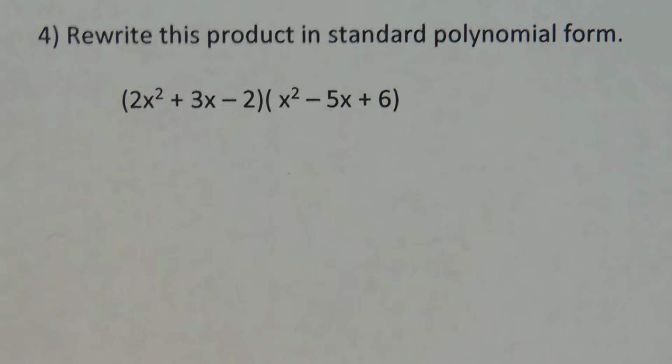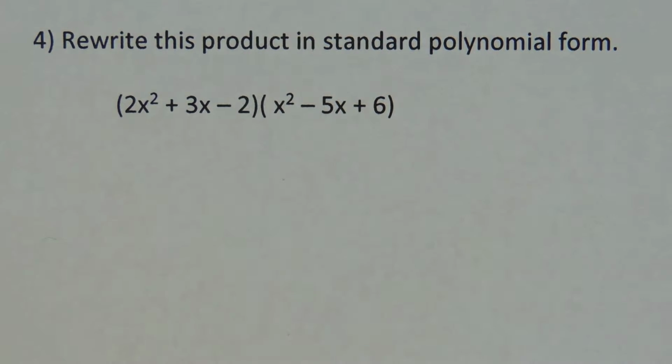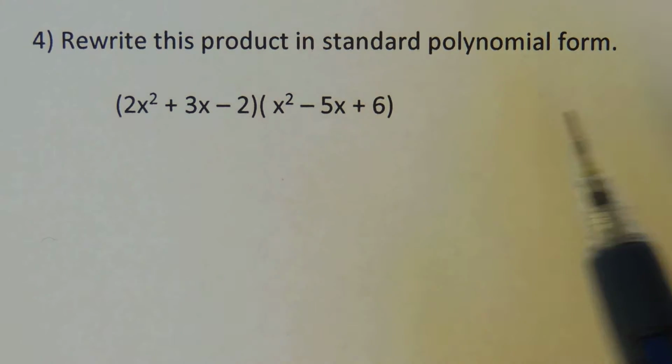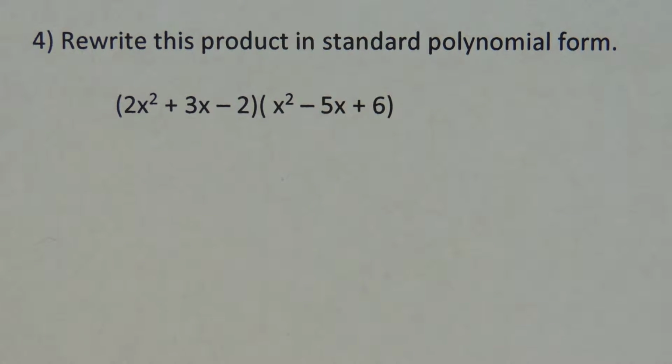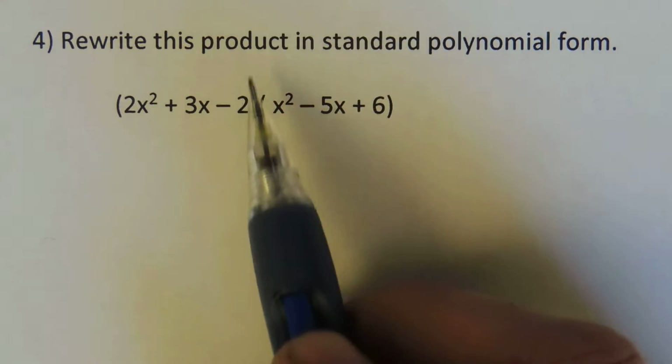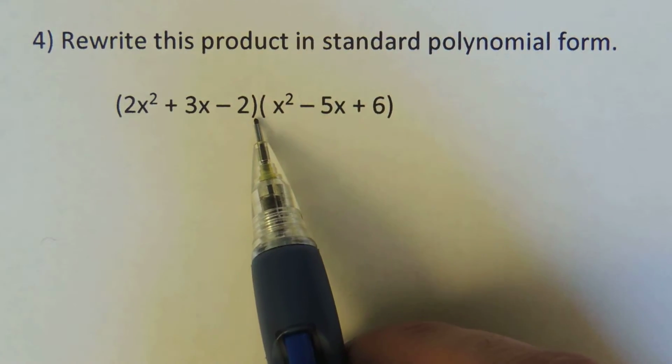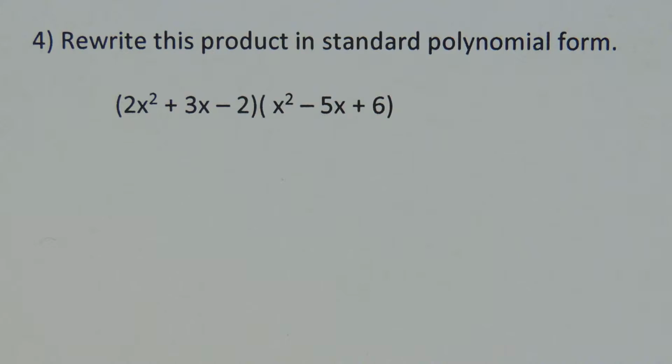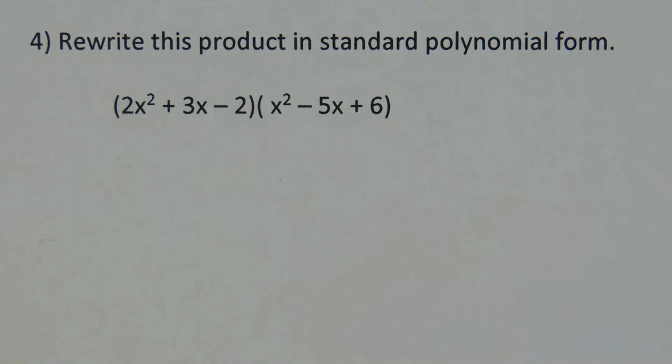Question 4 on the practice exam. The instructions are to rewrite this product in standard polynomial form. It's a product, and that means multiply. I also see there's no sign in between the parentheses. They're right next to each other. That means multiply. So I know I have to multiply.